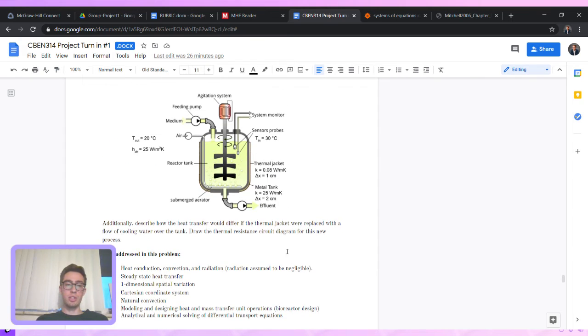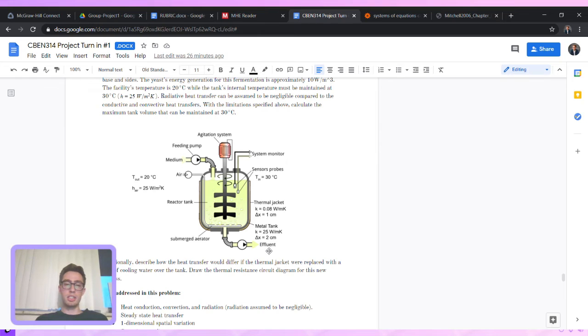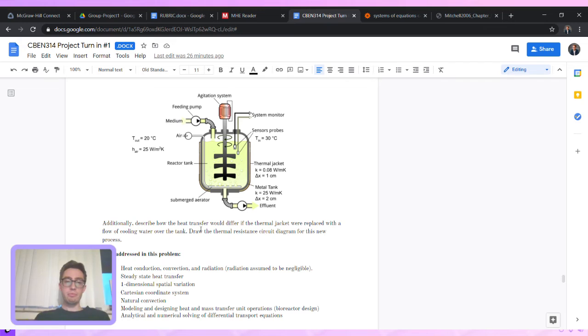In this problem, we address the learning objectives of heat conduction, heat convection, and heat radiation. We assume heat radiation is negligible in this case. We're dealing with steady-state heat transfer. We use one-dimensional spatial variation to look at the heat transfer throughout the layers of this wall. And we also use a Cartesian coordinate system because that's what is easiest.